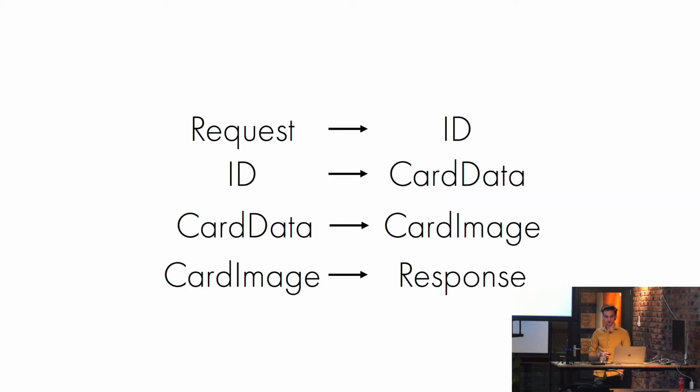Let's imagine that, well, that's all we have. So we transform our original request to ID, and ID to card data, card image, blah, blah, blah. And in the end, we receive a response. If these transformations are the only things that happen in our application, that is a functional application. If we do nothing but transform data, great.